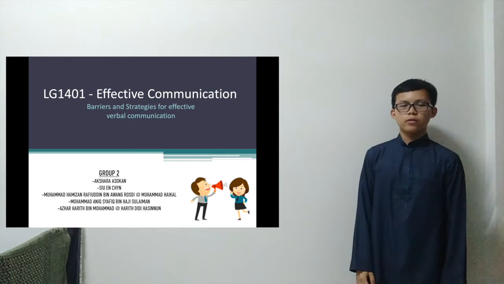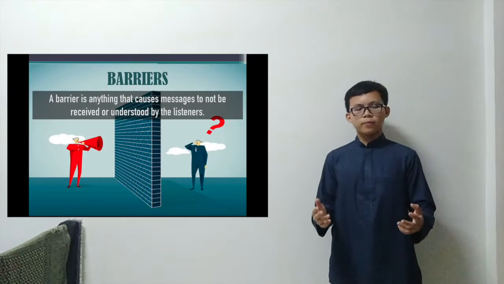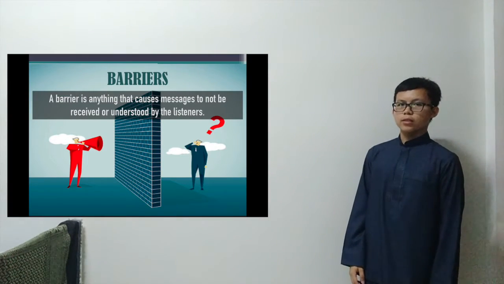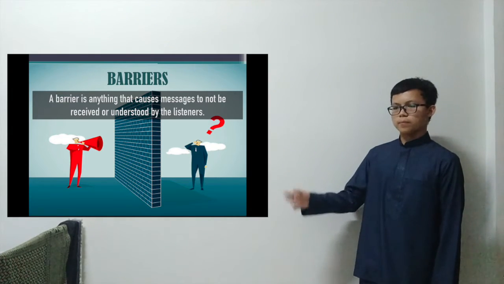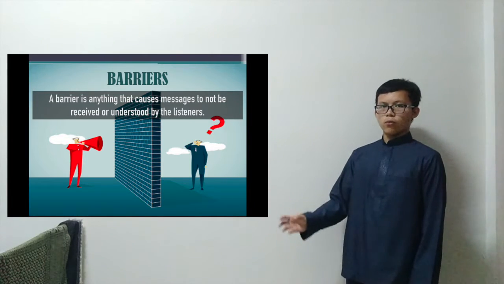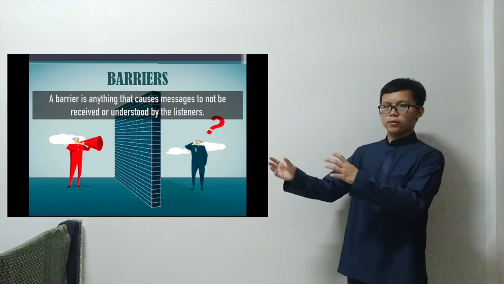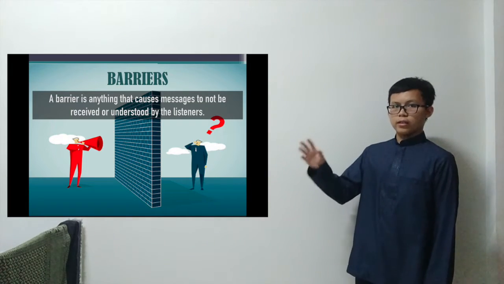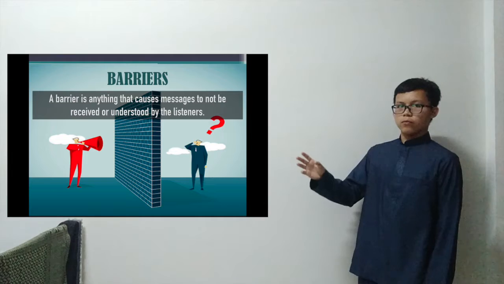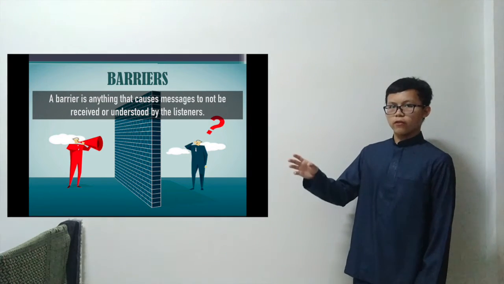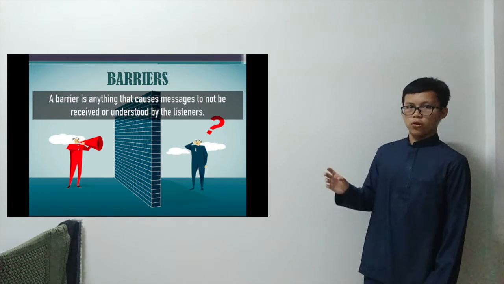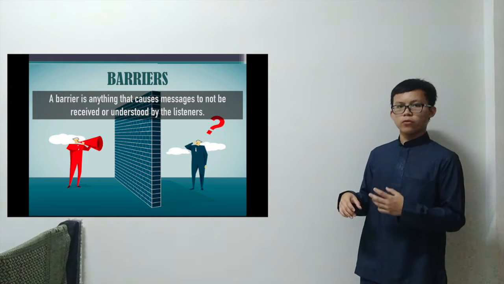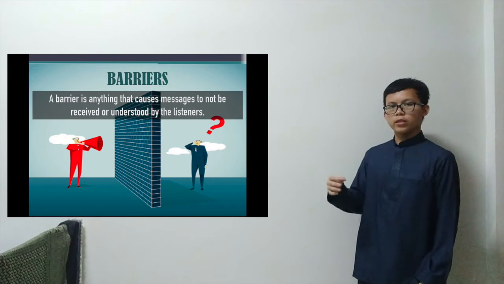Let me start with the definition of barrier. What is barrier? Barrier is anything that causes a message to not be received or understood by the listeners. A barrier is like a wall between the speaker and the listeners. This wall acts as an interference for the messages, which means the content of the messages will not be fully received by the listeners. So, the listeners will not have the full information or details on what the speakers originally talk about.